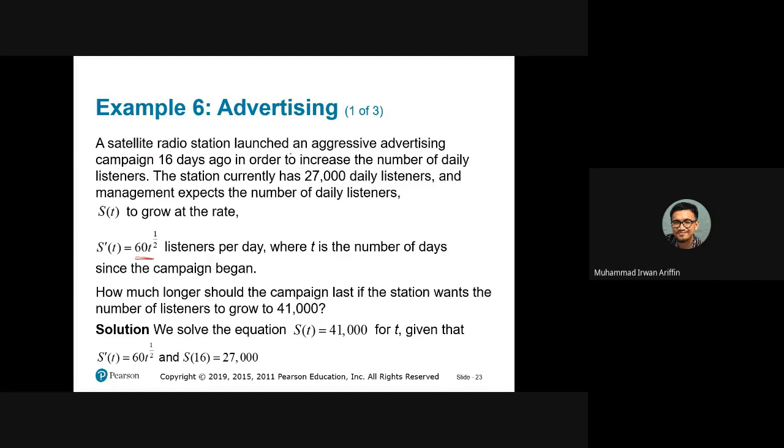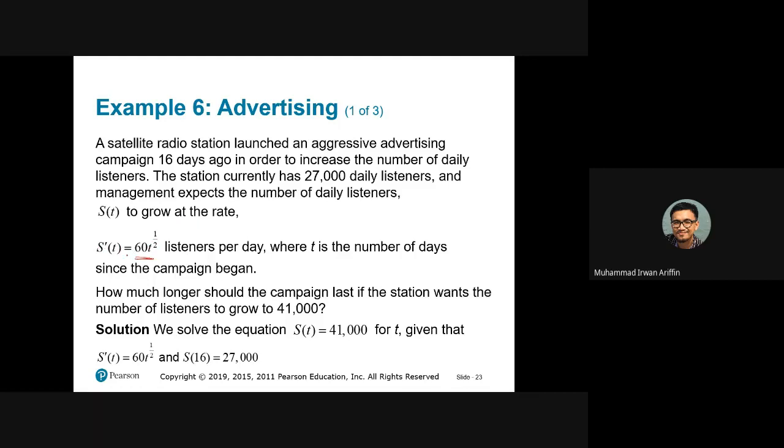So this is a radio station having this advertising campaign 16 days ago in order to increase the number of daily listeners. So the station currently has 27 daily listeners, and management expect the number of daily listeners to grow at the rate s prime of t equals 60 t to the power of 1 over 2.